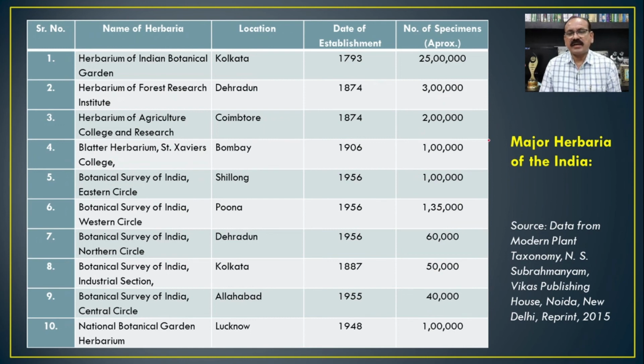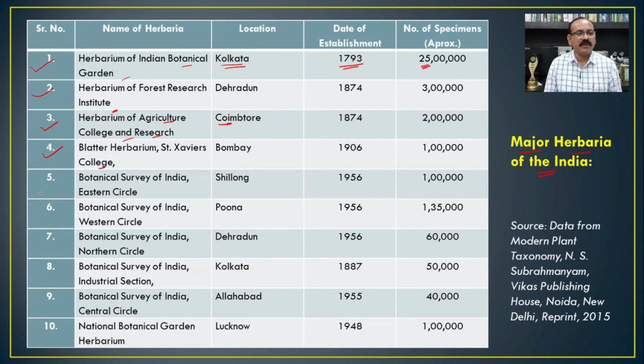Here are the major herbaria of India, which include the herbarium of the Indian Botanical Garden situated at Kolkata in West Bengal, established in 1793, which today has more than 25 lakh plant specimens. Then the herbarium of the Forest Research Institute from Dehradun, the herbarium of the Indian College and Research, Coimbatore, then Blatter Herbarium, St. Xavier's College of Bombay.